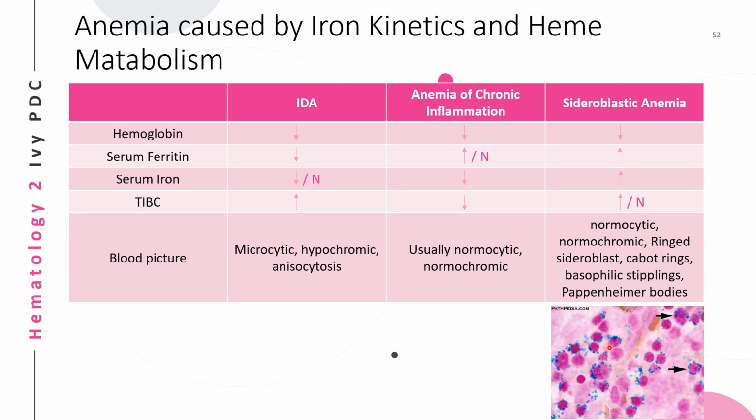So this shows the presence of iron stores in the bone marrow that may be used for hemoglobin. But again, the body does not know how to use it. So the presence of ringed sideroblasts in the bone marrow is a hallmark for sideroblastic anemia.